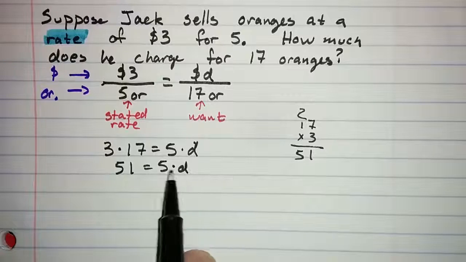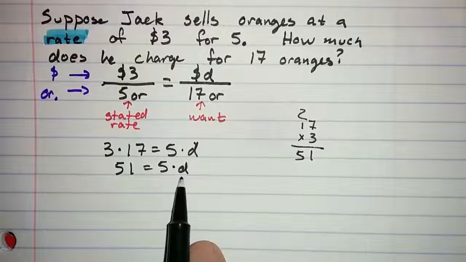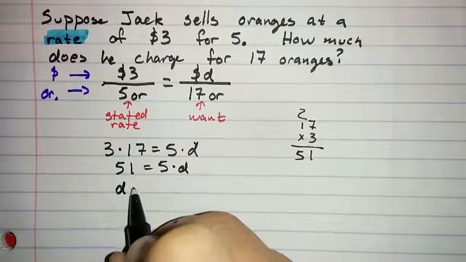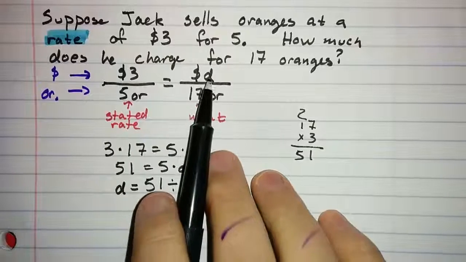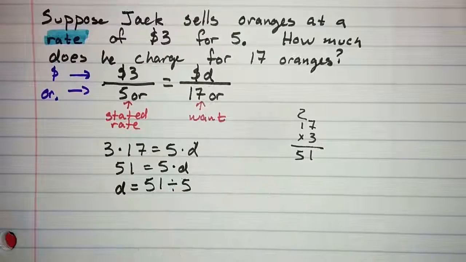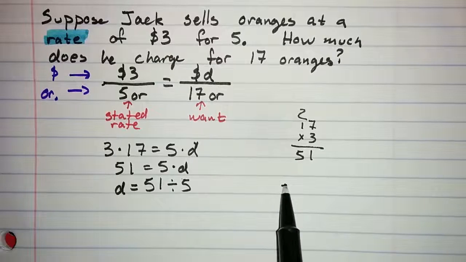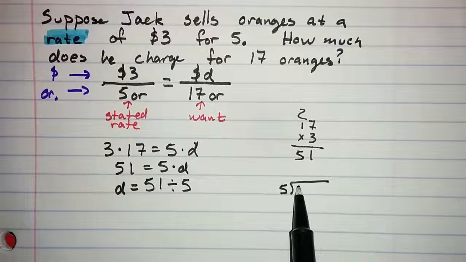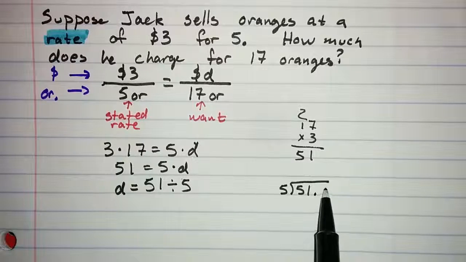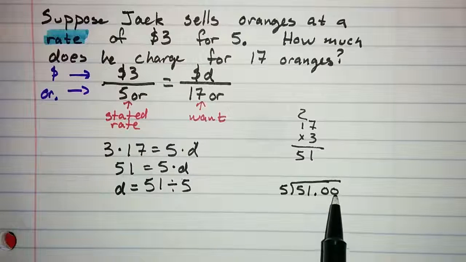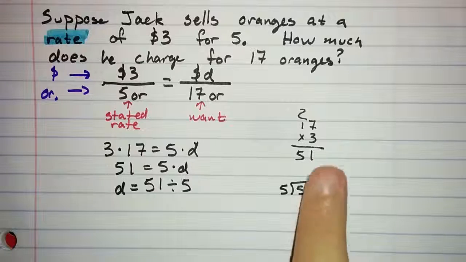So my D is the missing thing in a multiplication problem. To find it, I need to divide. My answer is going to be an amount of money, and we almost always give an amount of money as a decimal. So I'm going to divide 5 into 51, thinking decimal division, to the nearest hundredth.